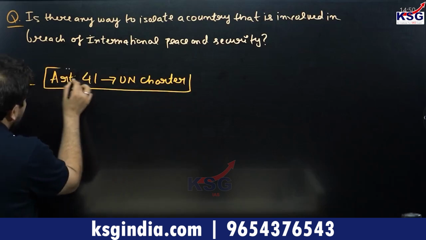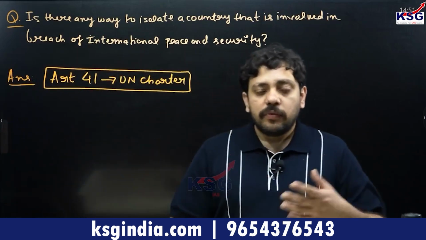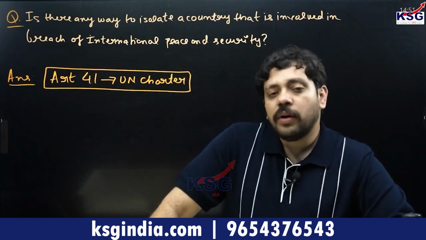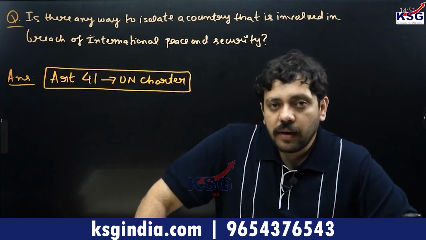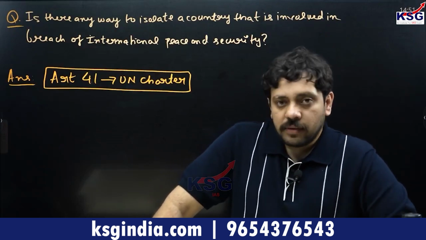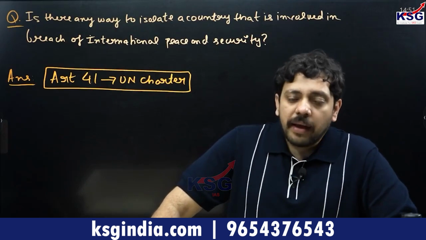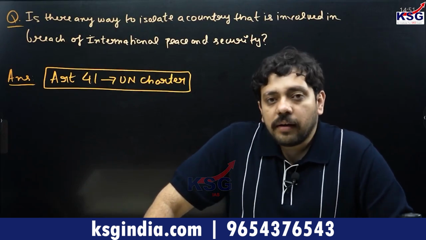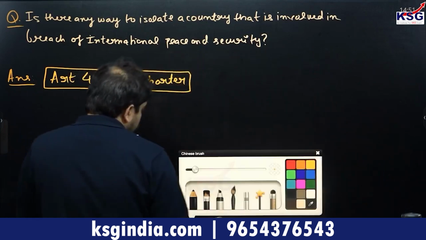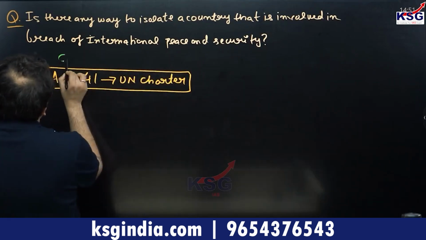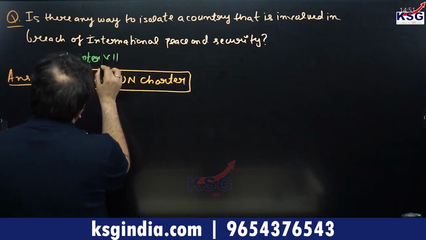If a country needs to be isolated from any kind of economic activity because of its acts of aggression to another country, or in any other way it is threatening the international peace and security, then such action can be taken with regard to economic sanctions against that country by Article 41 of the United Nations Charter. Now, Article 41 of the United Nations Charter falls under Chapter 7 of the United Nations Charter.